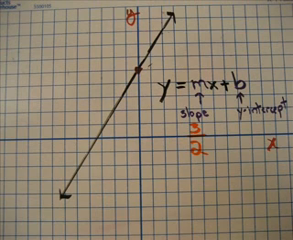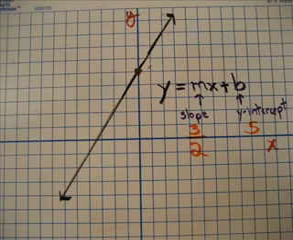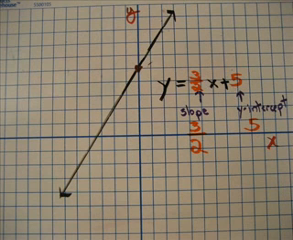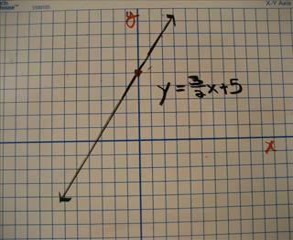We found the slope of this line to be 3 over 2. We found the y-intercept of this line to be 5. Now we're going to substitute those values in for the m and in for the b. So we have y equals 3/2 x plus 5 is the equation of this line.